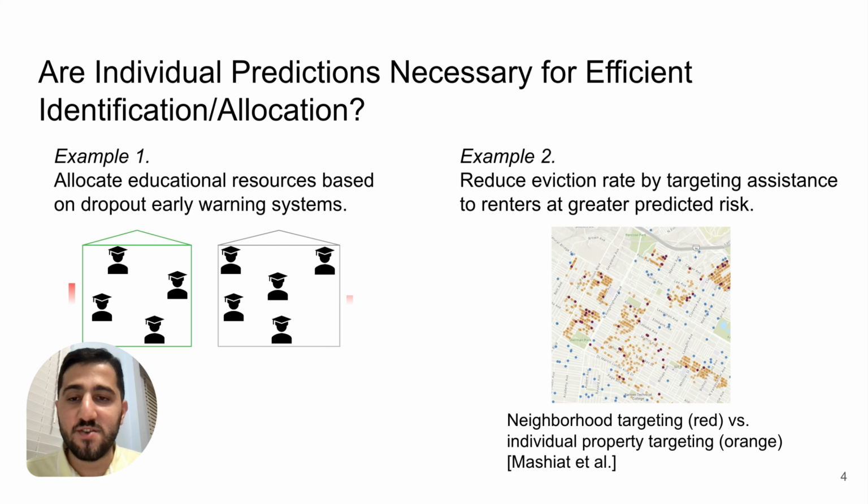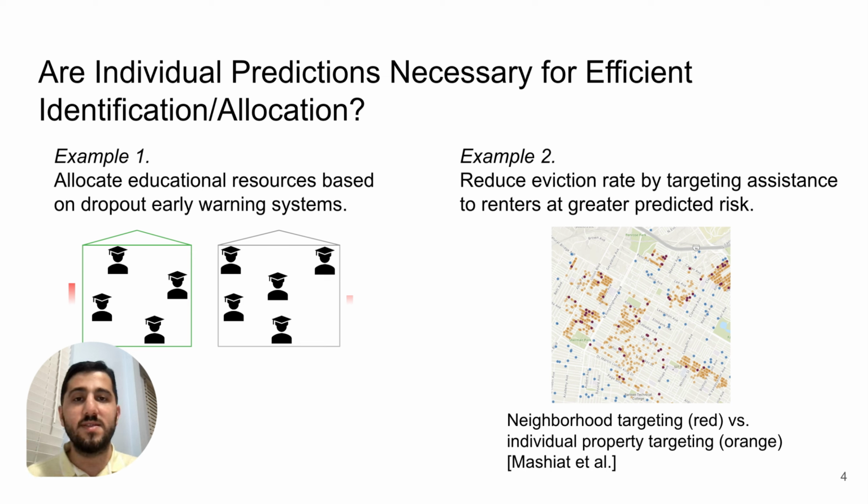This is not really limited to the educational setting. We can think about reducing eviction rate by targeting assistance, and this can be done both at the renter level or at the neighborhood level. What is common between these examples is that there is always a baseline which is targeting at a higher unit level. And in order to answer whether we need individual level predictions, we have to see what extra value prediction can have compared to these existing units. A mechanism which is acting based on those units is going to be cheap, very easy to implement, and somehow less contested.